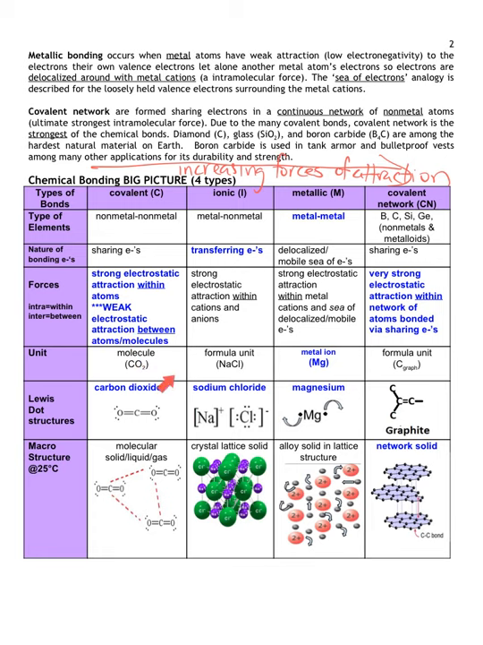Units. For covalent, we have different words to represent these units of substances. Covalent compounds are called molecules. Ionic compounds are called formula units. So this is a formula unit of sodium chloride. Metal ion is what we call for metals. And then formula unit is also used for covalent network.